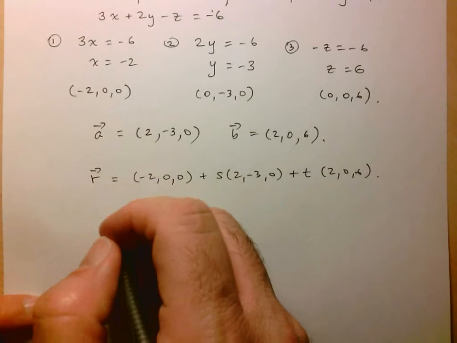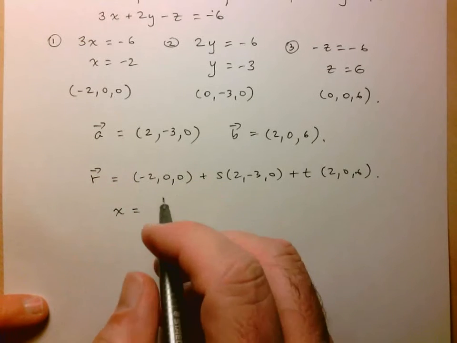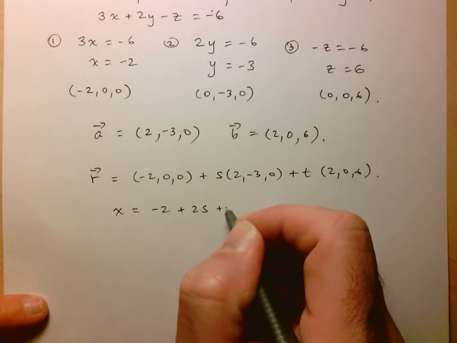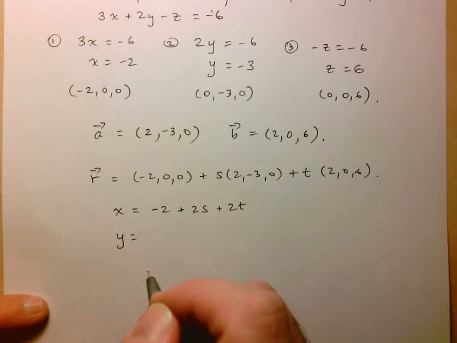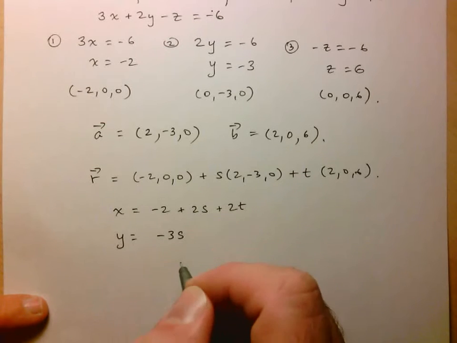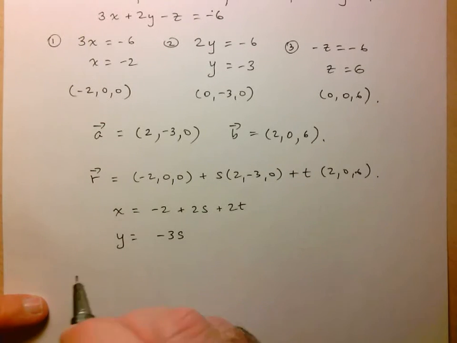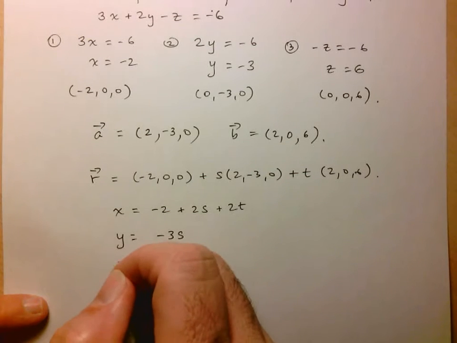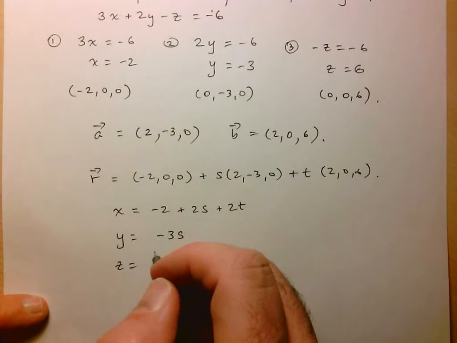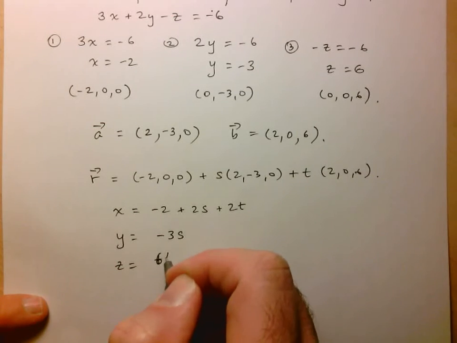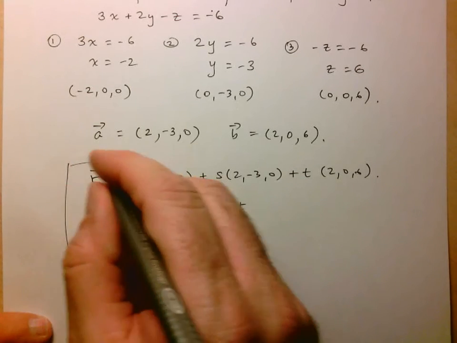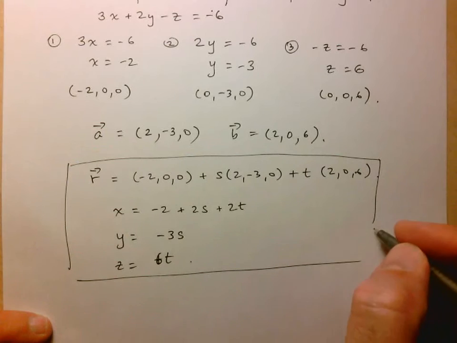Now if we rewrite this in parametric form, we've got x equals -2 plus 2s plus 2t, and then y is equal to 0 minus 3s, so -3s, plus 0t, so nothing there, and then z is equal to 0 plus 0s plus 6t. There we go. So this is one possible scenario to solve this problem.